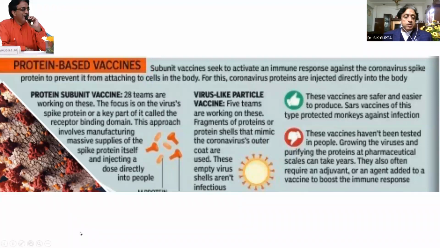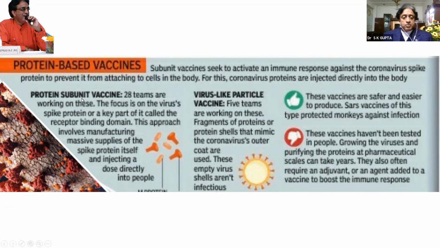Why spike protein? Because you all know that the virus surface has a number of spike proteins. These are the spike proteins which latch upon the ACE2 receptors. And if we form antibodies against these spike proteins, we might be able to prevent the attachment of the virus to the receptors, and thereby we can prevent the disease. The protein subunit vaccines are the largest number of vaccines being produced all over the world. And a lot of work has been going on in various countries on these vaccines.